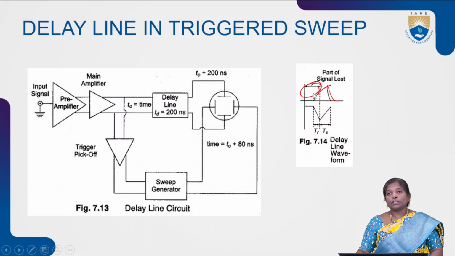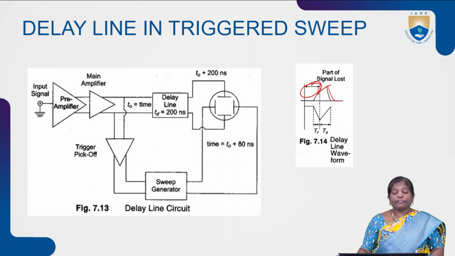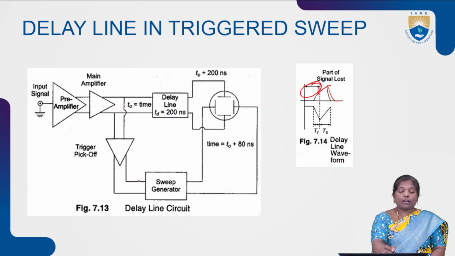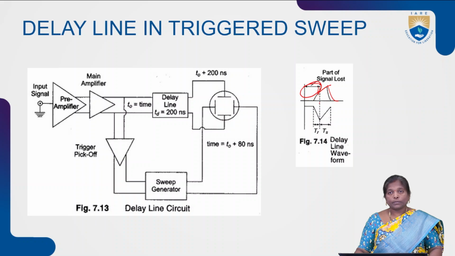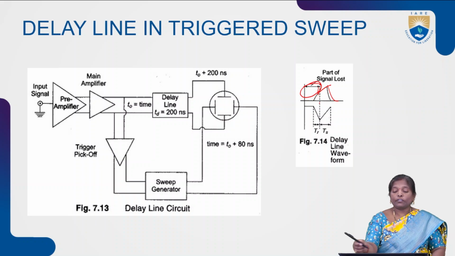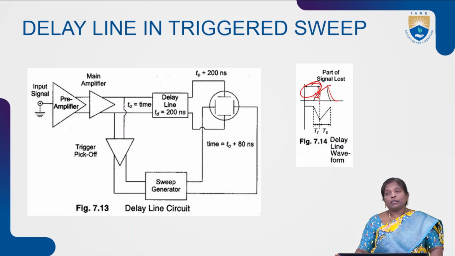Some part of the input signal will be missed because there is no delay between the vertical amplifier section and the horizontal amplifier section. Due to this, when the delay line is not present between the CRO vertical and horizontal amplifier sections, some of the input signal will be lost. Due to this, there may be a loss in getting the output signal. That's why we are using a delay line in the vertical amplifier section.